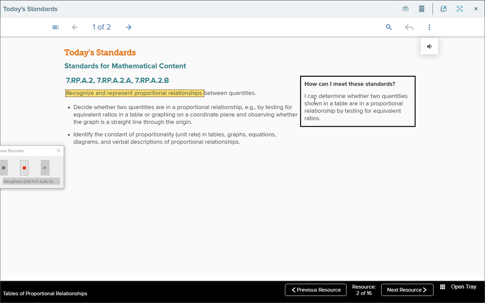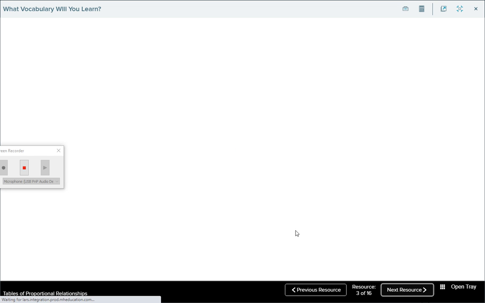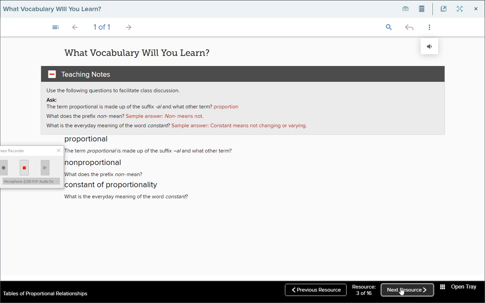Okay, let's take a look at the next slide and introduce what we mean by using a table. We'll talk about proportional, non-proportional, and constant proportionality. We're going to find out if you understand what proportional and non-proportional mean. We're going to find out what a constant of proportionality means, okay? We'll look at that in just a second.